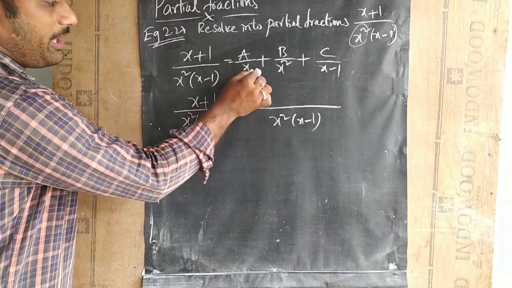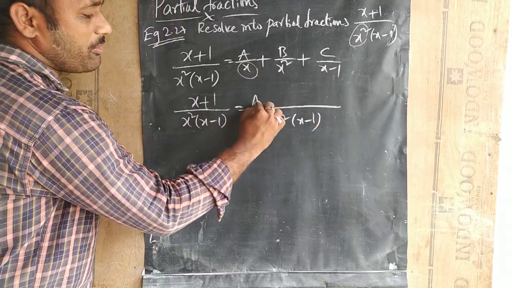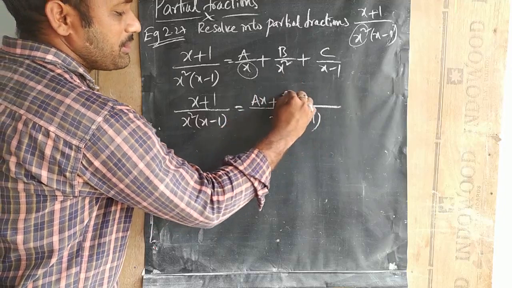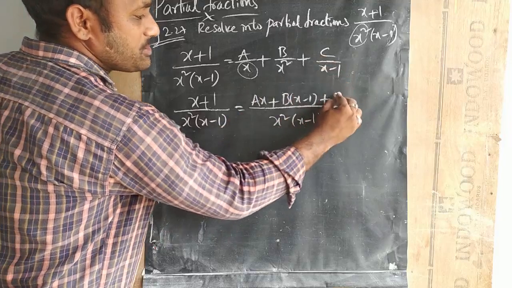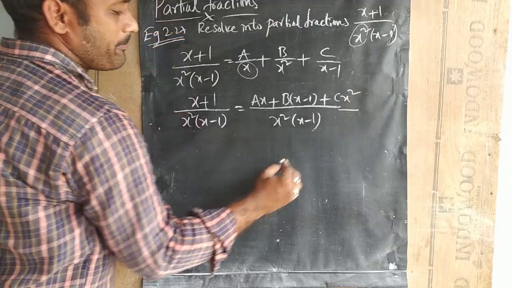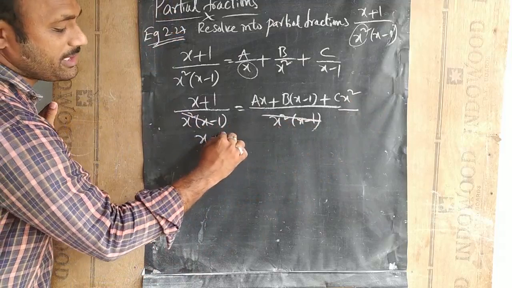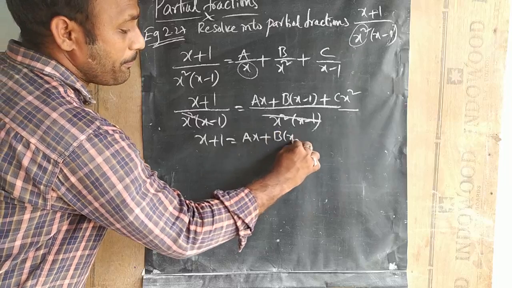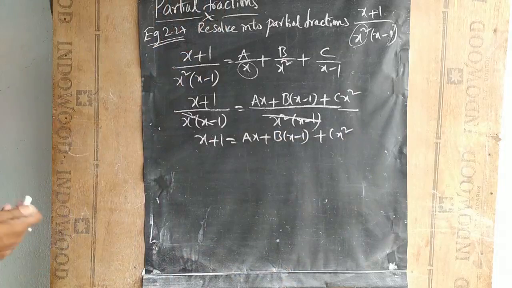Here x is there, and the LCM has x square, so one more x is required. So it will become ax. Here x square is there, but x minus 1 is missing, so b into x minus 1. Here x minus 1 is there, but x square is missing, so c x square. These two get cancelled. So what is left for us? x plus 1 is equal to ax plus b into x minus 1 plus c x square.